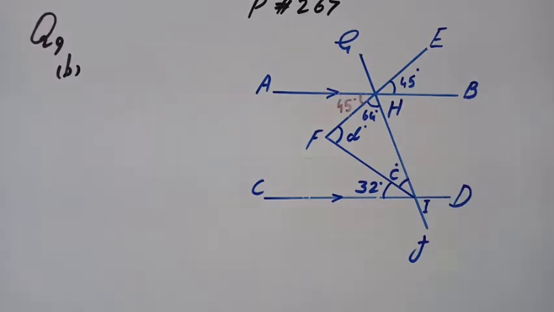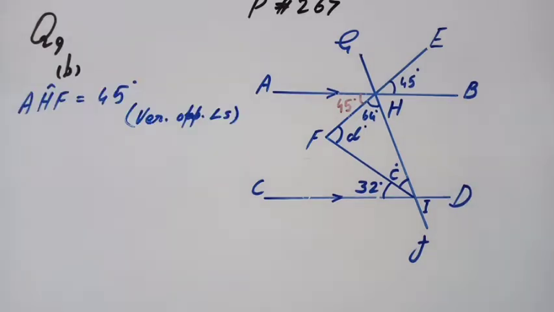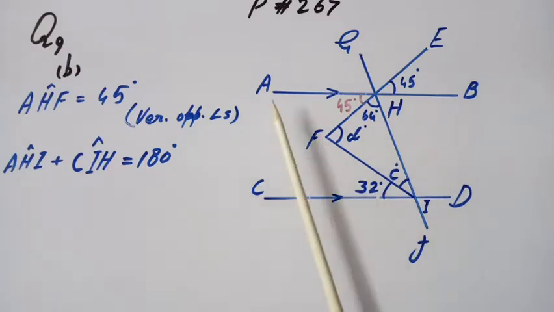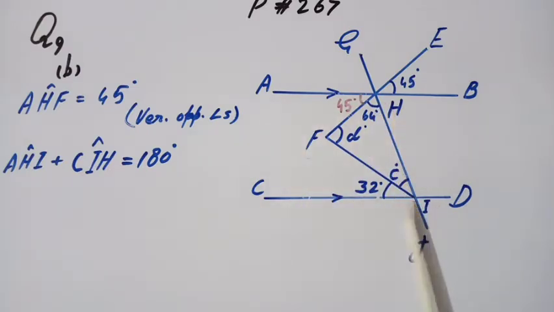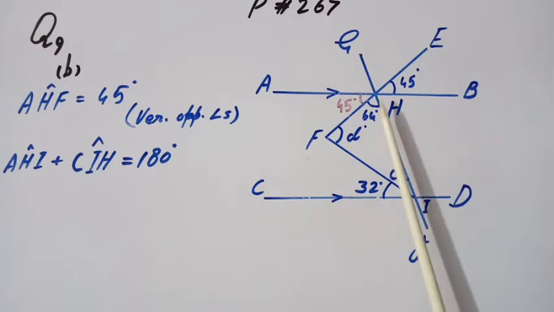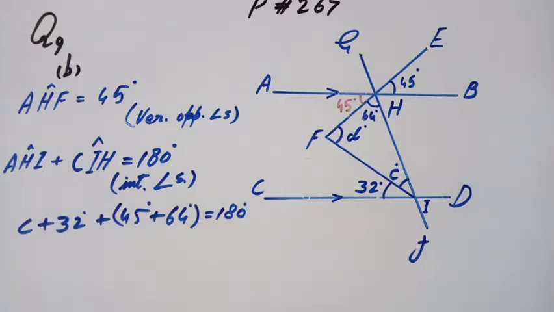So now we work out for finding the unknown angle C. AHF is equal to 45 degree due to vertically opposite angles. AHI plus CIH is equal to 180 degree. Why? Because of interior angles. This way we are justified to say C plus 32 plus 45 plus 64 equal to 180.